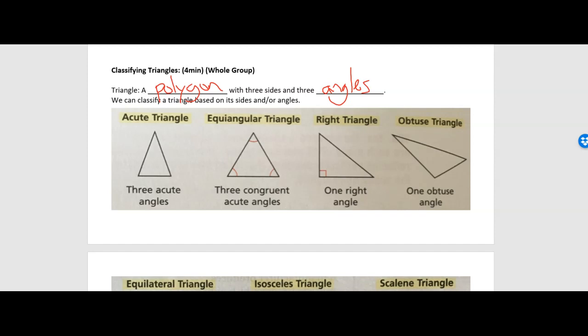We can say it's an acute triangle. This is where all 3 angles are less than 90 degrees, right? So maybe we have 60, 40, and 80, or 3 other angles that are all less than 90.